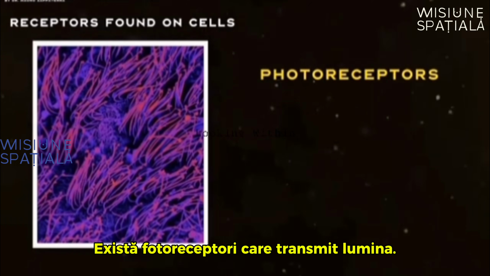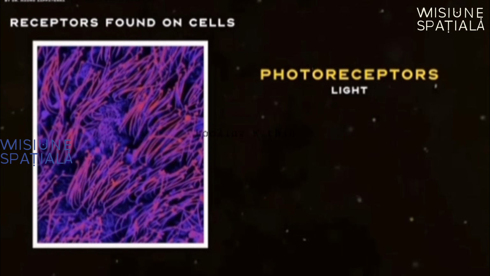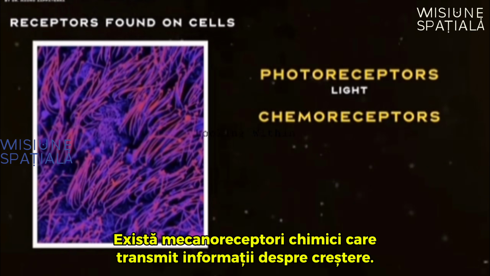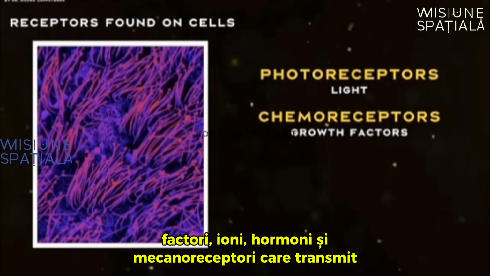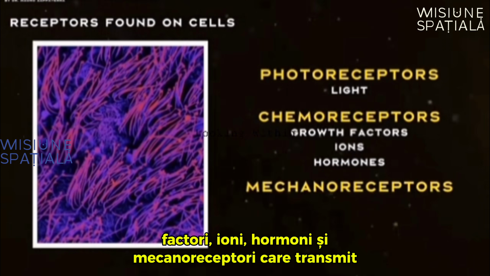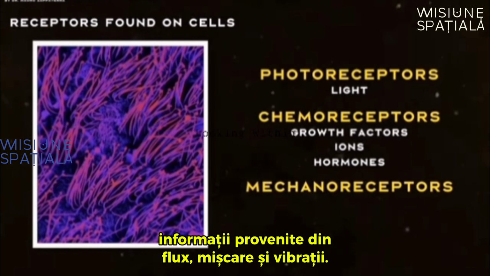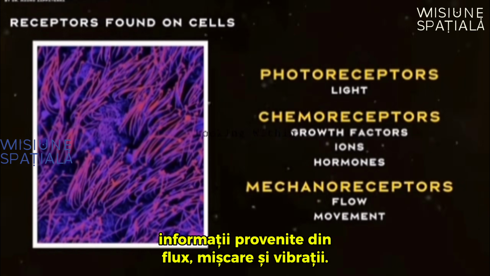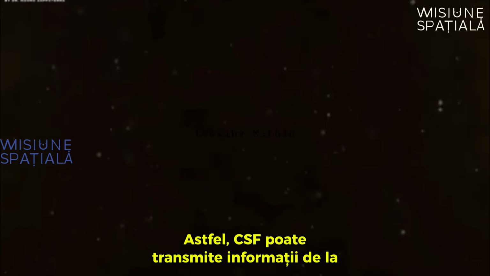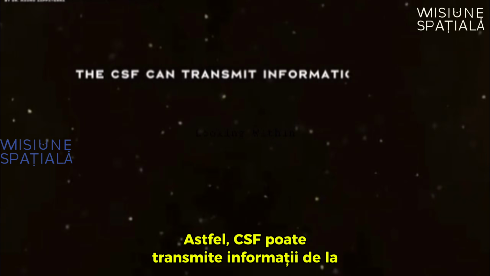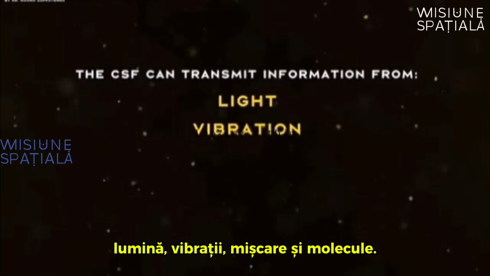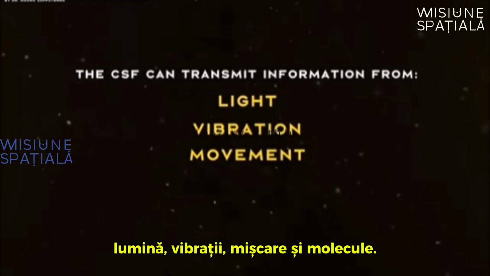So what receptors are found on these cells? There are photoreceptors that transmit light. There are chemoreceptors that transmit information from growth factors, ions, hormones, and mechanoreceptors that transmit information from flow, movement, and vibrations. So the CSF can transmit information from light, vibration, movement, and molecules.